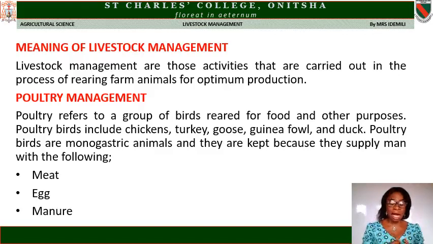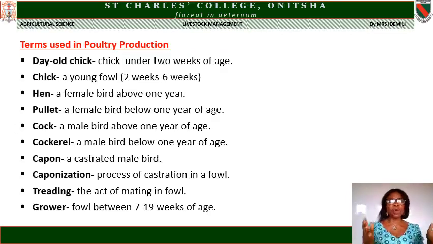Poultry birds are monogastric animals, and they are kept because they supply man with 3 major products, namely meat, egg, and manure. There are some terms that we must come across as we go on with these lessons today. These terms are used in poultry production, and they include day-old chick. Any chick under 2 weeks of age is called a day-old chick. Chick, a fowl within 2 weeks and 6 weeks old.